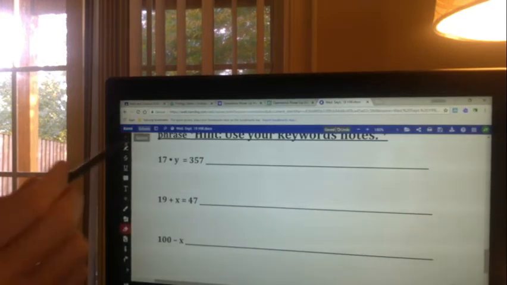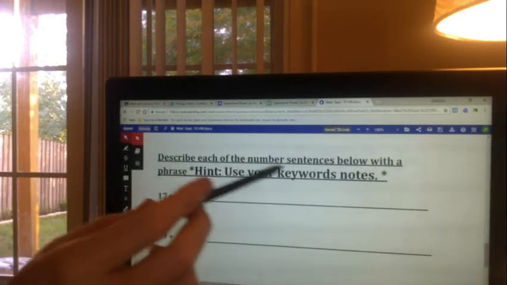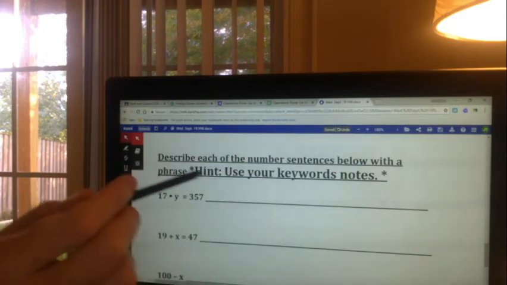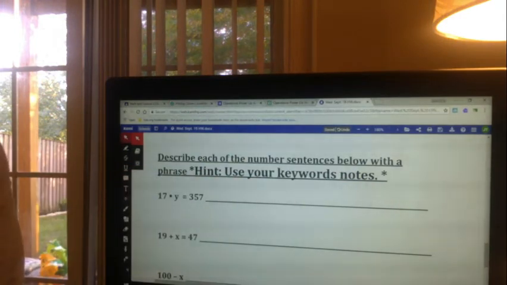The directions here say, describe each of the number sentences below with a phrase. Hint, use your keywords notes. So your keywords notes, remember, are on Google Classroom. If you don't have those, if you click on classwork, they're right there. Oh, Layla said that the variable in the last one should have been a B because it stands for bottles. That's fine. A lot of times we use the variable that stands for a certain word, so that's fine. You could use any variable.